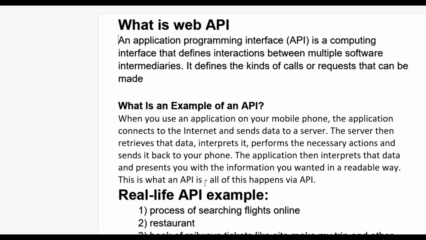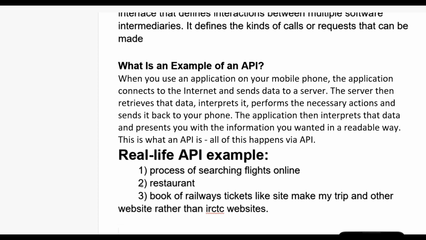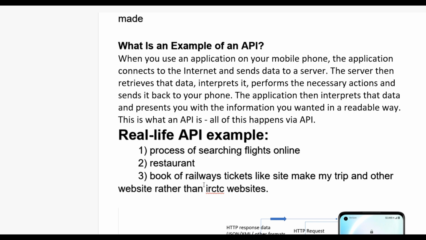You can see a real example in the process of searching flight tickets online through third-party websites like Make My Trip and other websites, and also booking a restaurant in a food app, and also booking railway tickets through sites like Make My Trip, Paytm, and other websites rather than the main website.